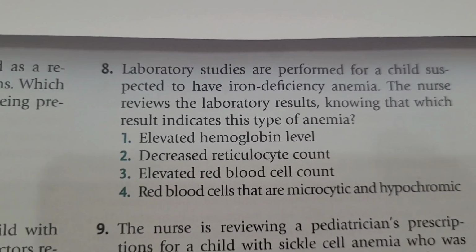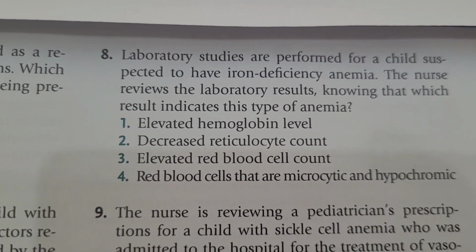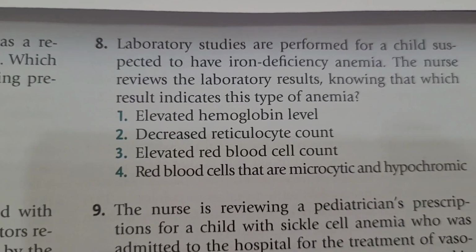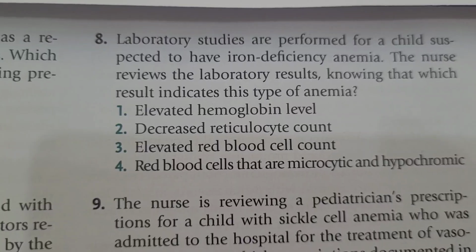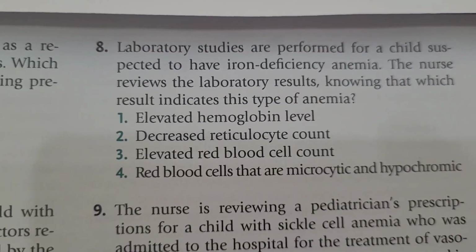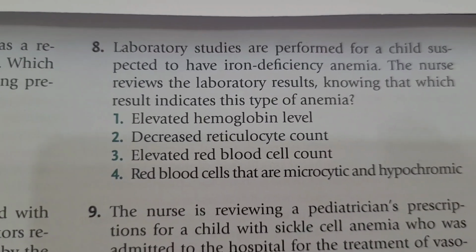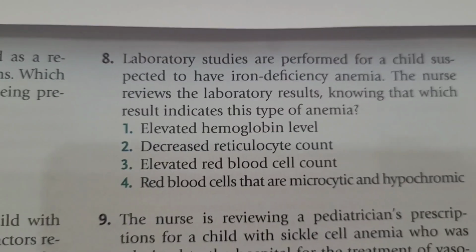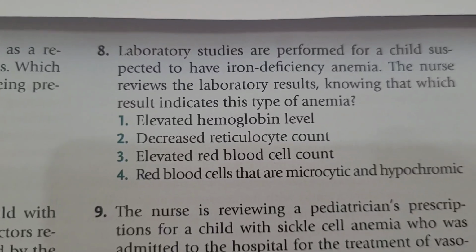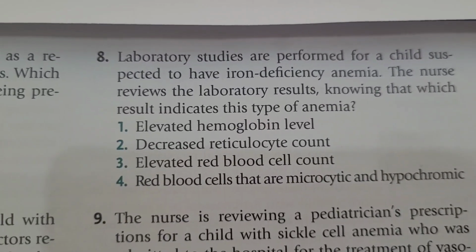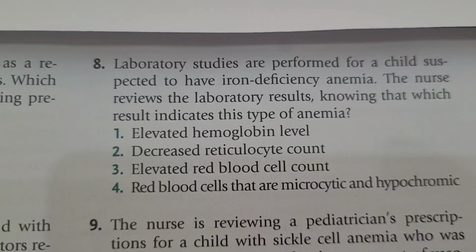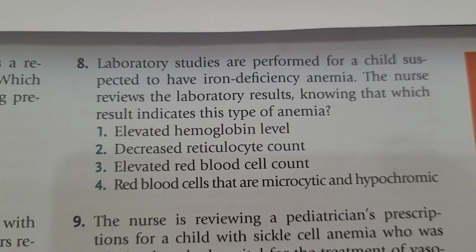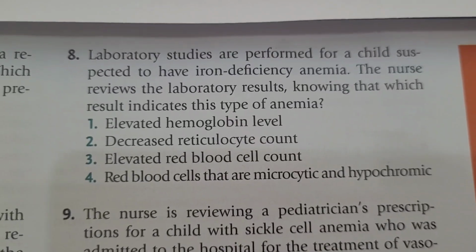If we focus on the subject, the laboratory findings, we eliminate options 1 and 3, because number 1 is elevated hemoglobin level and number 3 is elevated red blood cell count. In iron deficiency anemia, hemoglobin will always be low and the red blood cells also will be low. So 1 and 3 we will eliminate. Number 2, decreased reticulocyte count, is also incorrect because the reticulocyte count is mostly normal in iron deficiency anemia. So our answer here is number 4, red blood cells that are microcytic and hypochromic.